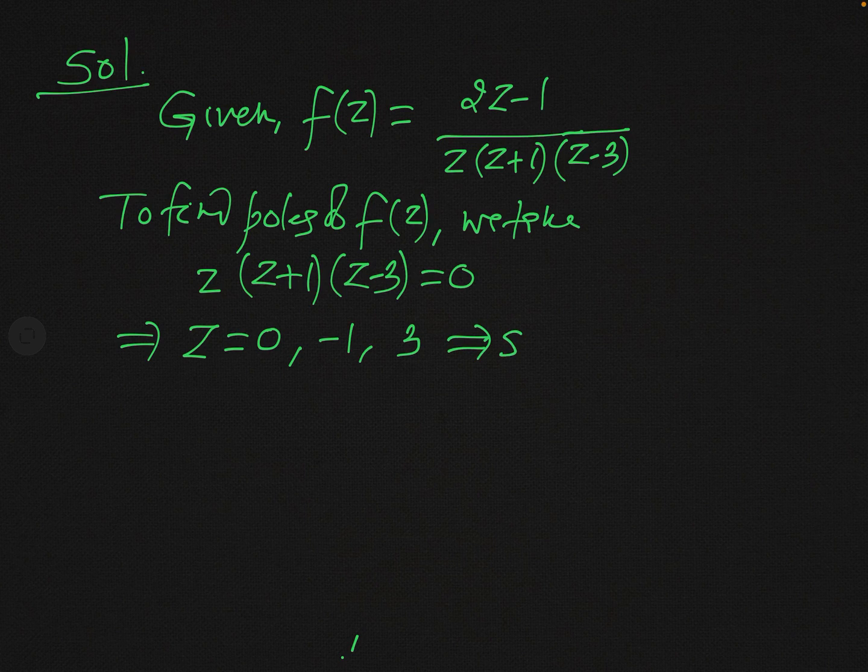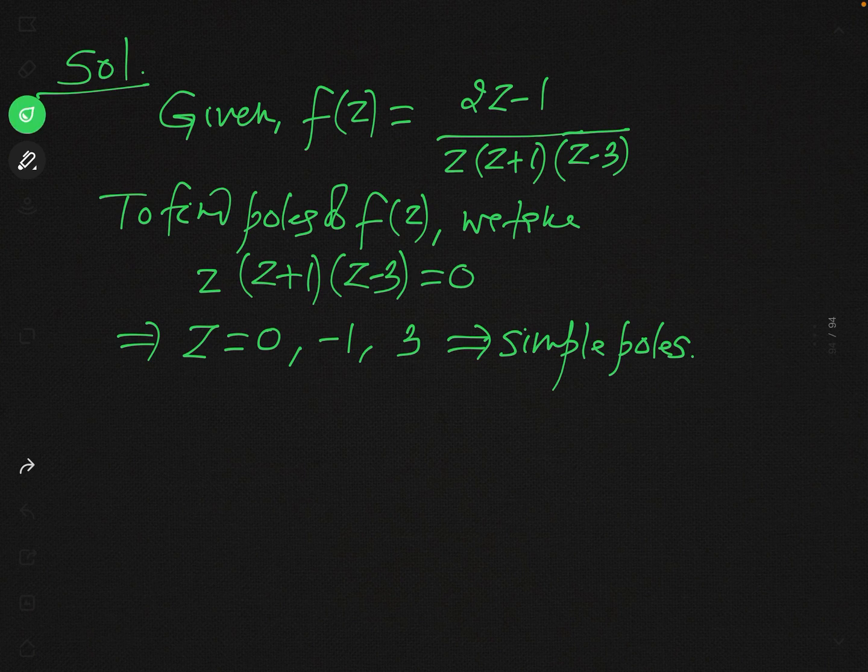So these are simple poles. When you say simple poles, it means these are poles of order 1. So now we will find the residue of the given function f of z at the simple poles which are z equal to 0, z equal to minus 1, z equal to 3. But before that, we will check, are all these simple poles inside the given closed curve or not? So let us check it.